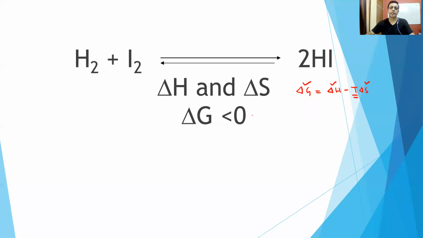When delta G is negative, that is less than 0, we say the reaction is spontaneous. The reaction occurs spontaneously at this particular temperature. When delta G is greater than 0 or positive, we say the reaction is non-spontaneous at this particular set of conditions. And when it is equal to 0, we say the reaction is in equilibrium. So thermodynamics will tell us the feasibility of this chemical reaction.